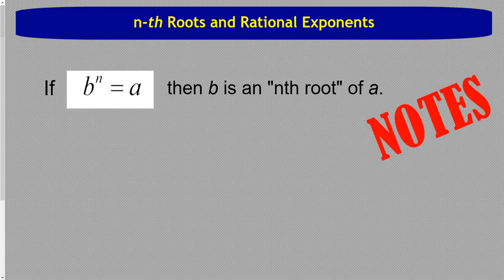If b to the nth power is equal to a, then we would say that b is an nth root of a. For example, 5 cubed is 125. So I could say that 5 is a third root or a cubed root of 125.